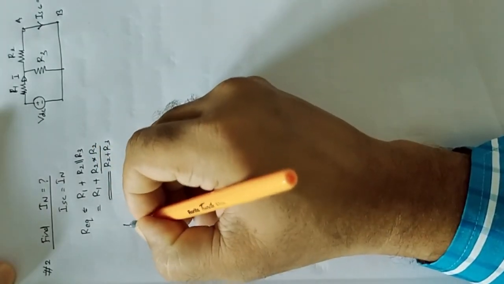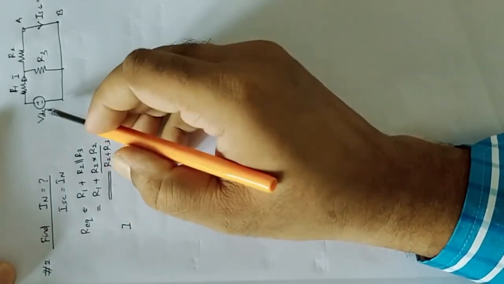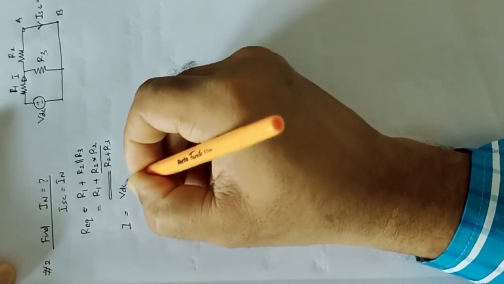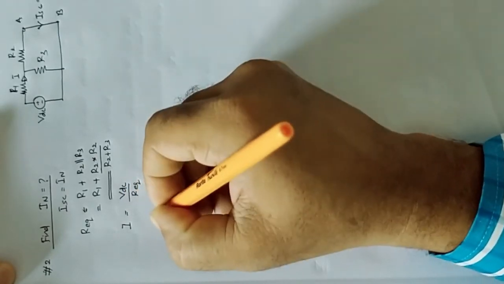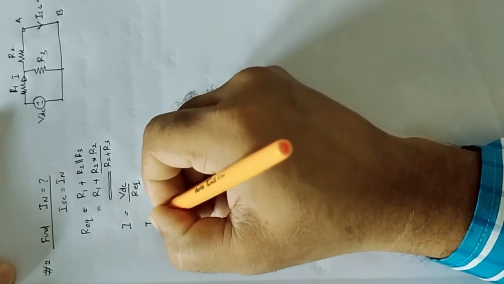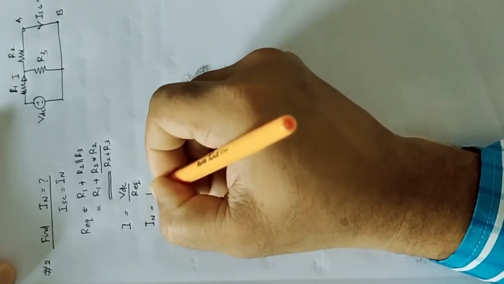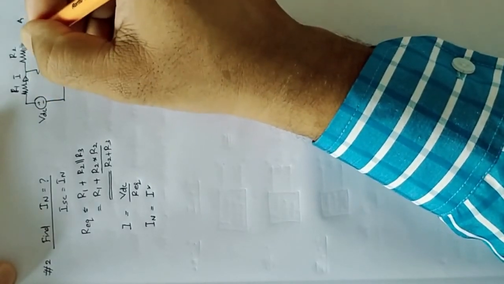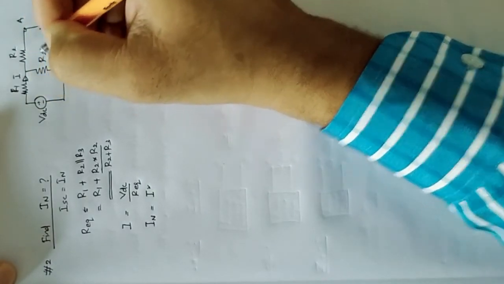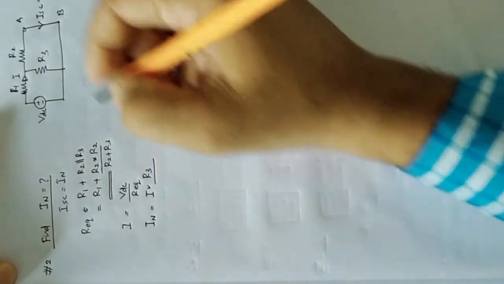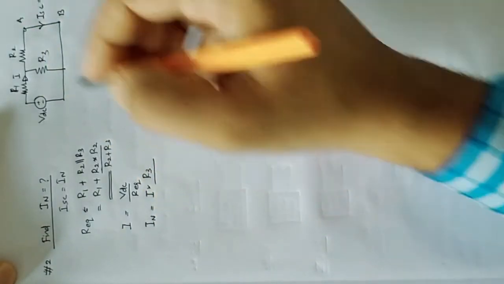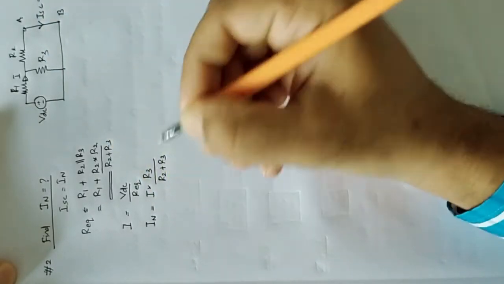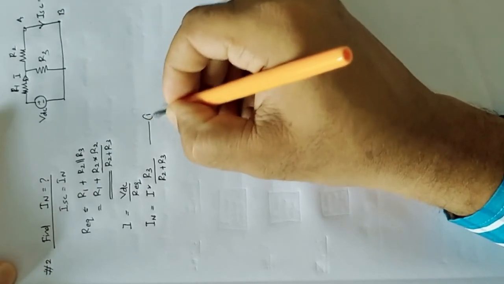Then we need to find I, the main current supplied by this DC source. So I is equal to VDC divided by R equivalent. Now by means of the current division rule, we can find IN as the main current into the other branch impedance. Here we need to find the current through R2, so the other branch impedance is R3, divided by the total branch impedance in the parallel circuit, that is R2 plus R3. So this is your first equation.